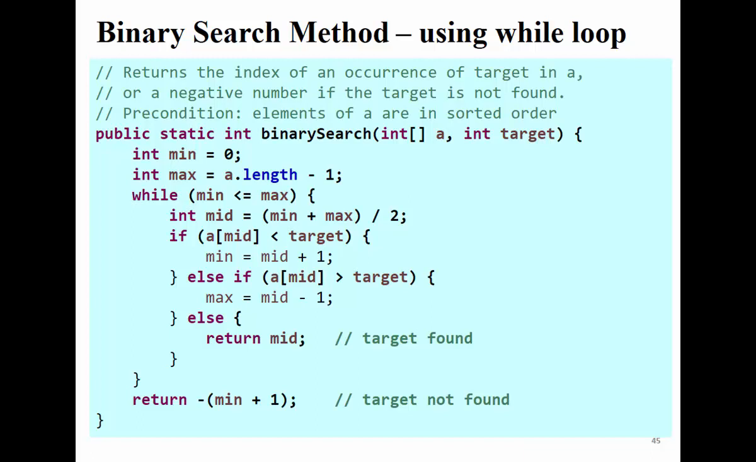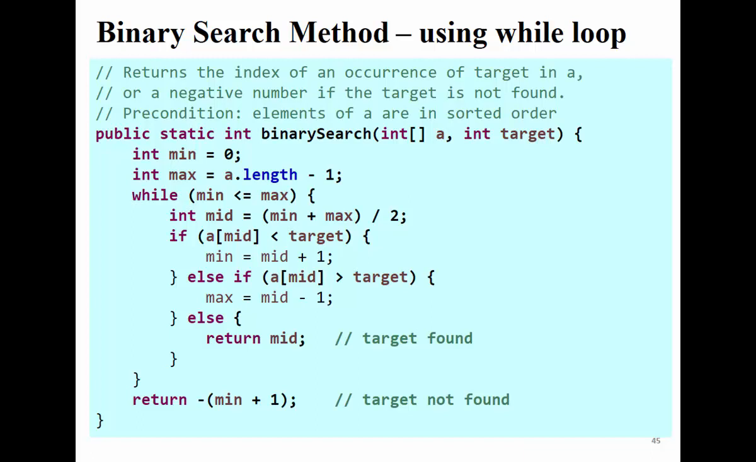Now, we check if the minimum is less than the maximum. If the minimum index is greater than the maximum, we stop. Otherwise, we're going to continue inside the loop, where the minimum is less than the maximum. So we calculate the middle point, minimum plus the maximum divided by 2, the middle index.